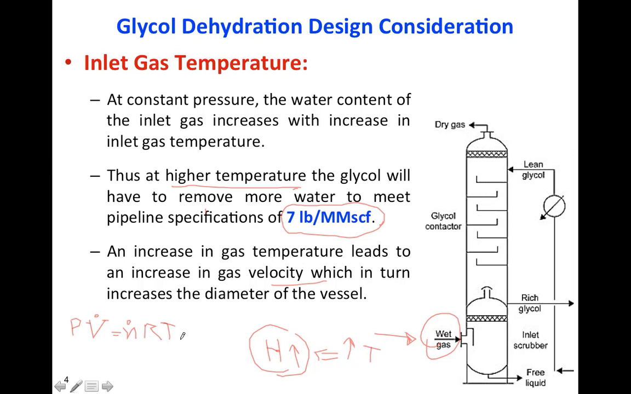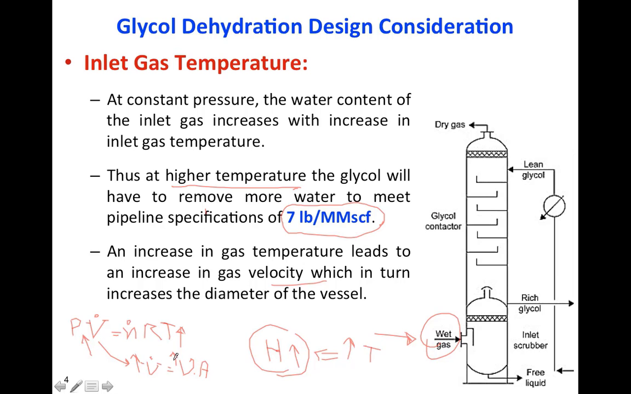Now, if I increase the temperature here, I will have a higher volumetric flow rate, right? If temperature is higher in the inlet gas, volumetric flow rate is higher. Volumetric flow rate is velocity times area, right? So if I have higher volumetric flow rate, the velocity will also increase, okay?